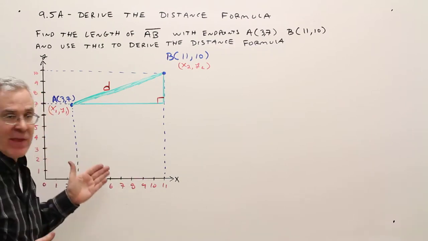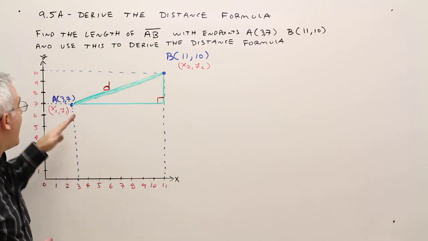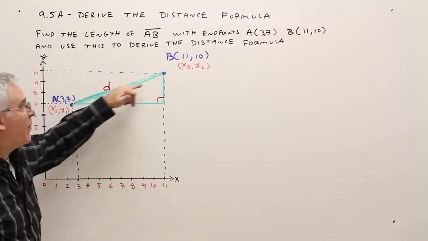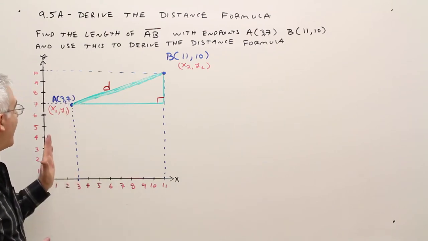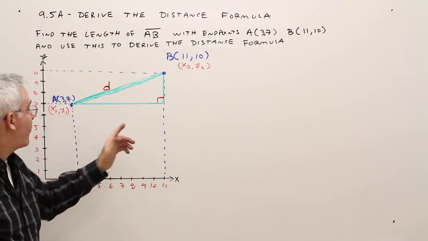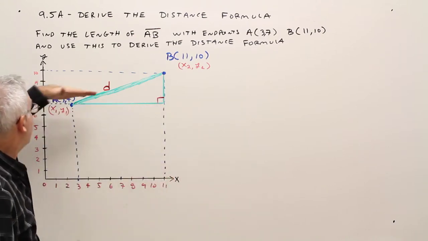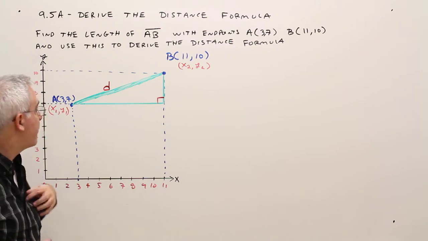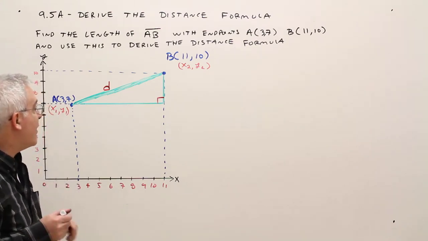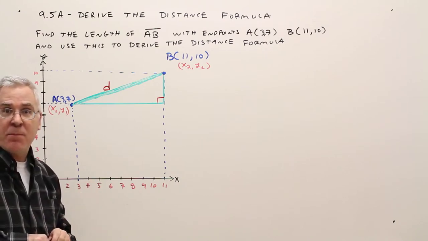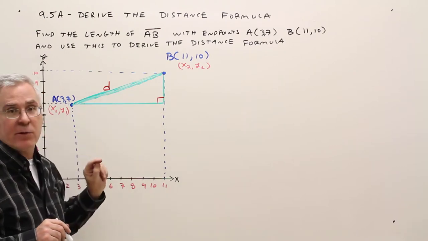I've taken the liberty of already plotting points A and B and drawing the segment between them, and that's the distance we want to find. All I did was construct a right triangle, using this and this as my dimensions. So let's find the distance the easiest way, the Pythagorean theorem. Leg squared plus leg squared equals hypotenuse squared.